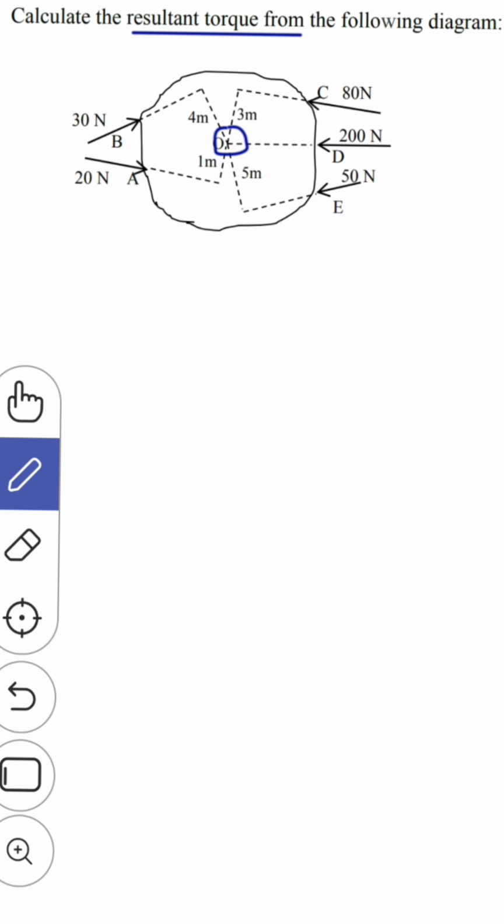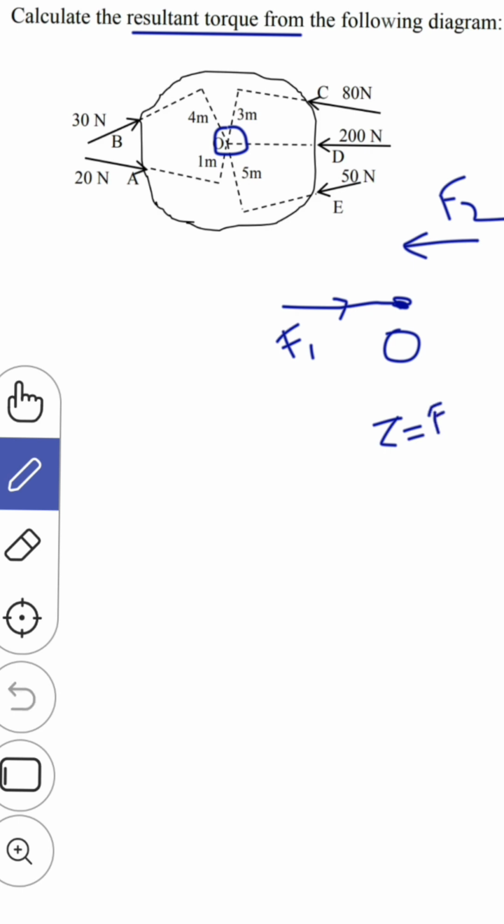At five different positions there are five forces acting, and those forces are A, B, C, D and E. Now, whenever we calculate the moment of force about any point, say this is the point O and there is one force F1 and another force maybe F2, then to calculate the moment of force about this point O, basically torque is also known as the moment of force.